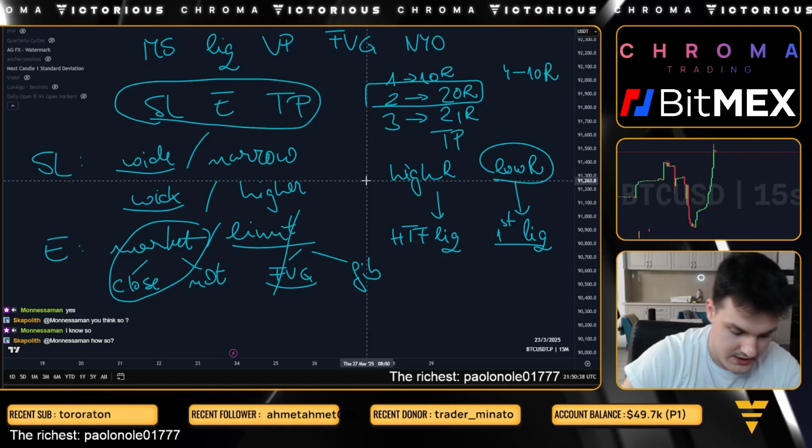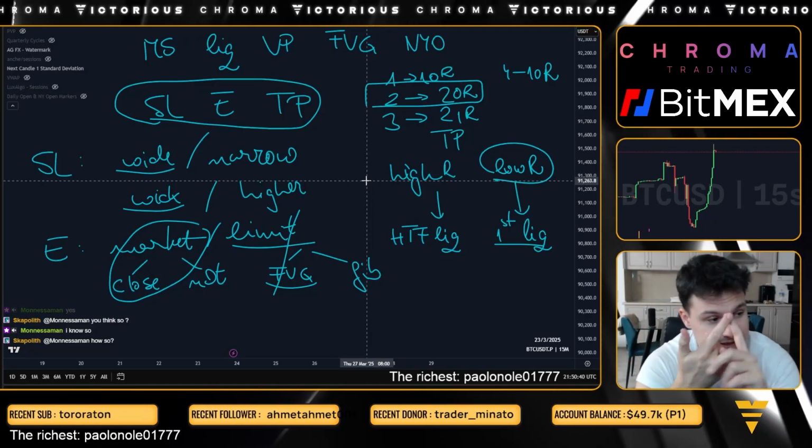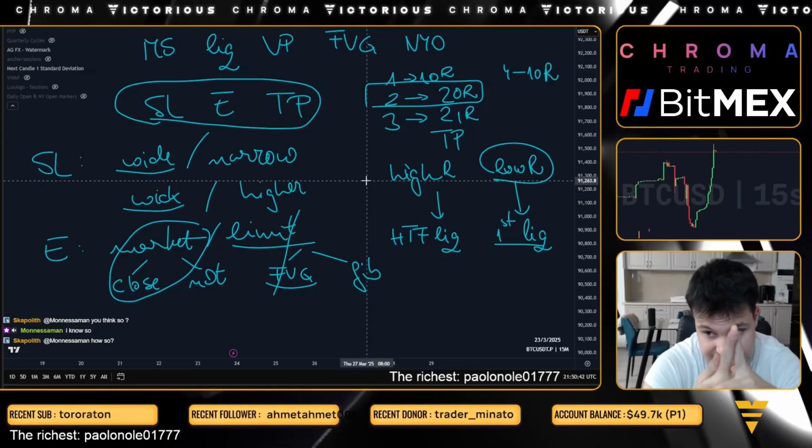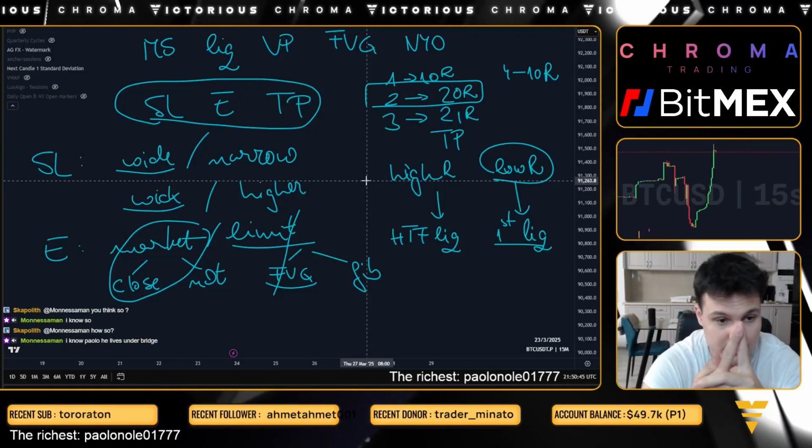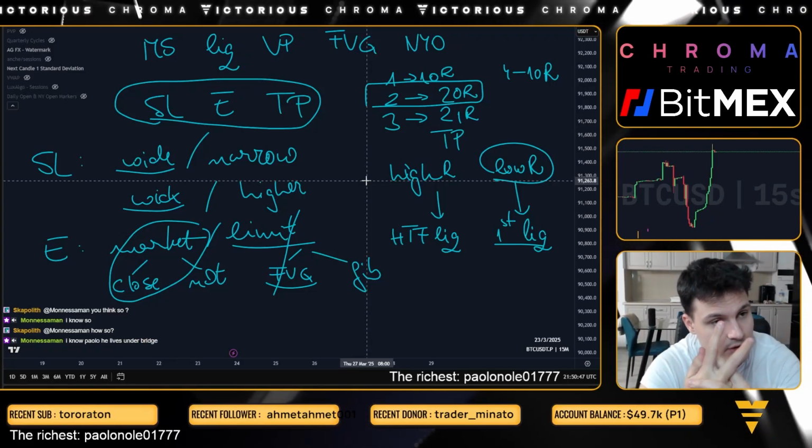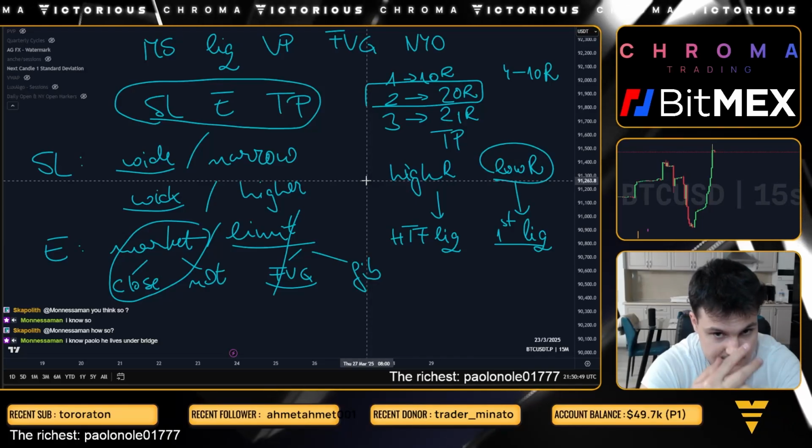So now, again, step 1, checklist. Step 2, narrow down the checklist to 4 components. Step 3, decide on entry, stop loss, TP.